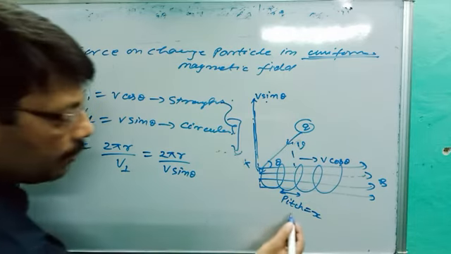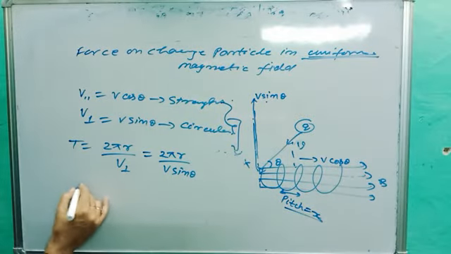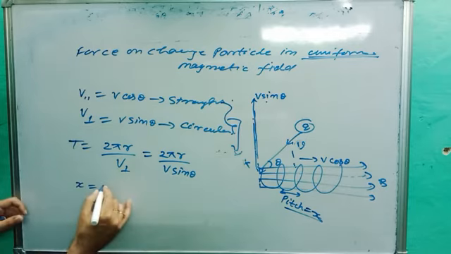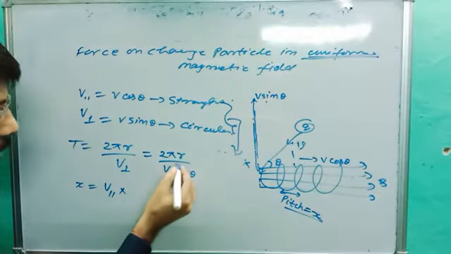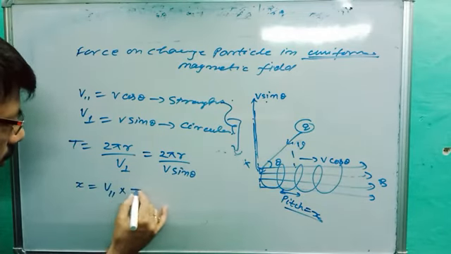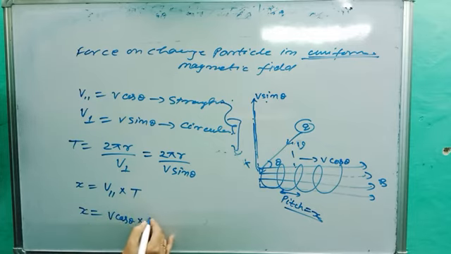Now what is our main aim? Pitch. So what will be the pitch? Pitch is a distance. Distance is equal to velocity into time. So the velocity is v parallel, into the time period. What is the time period? Time period is capital T. Time is equal to distance upon velocity. So what is x? x is equal to v parallel, and v parallel is v cos theta, into the time period.